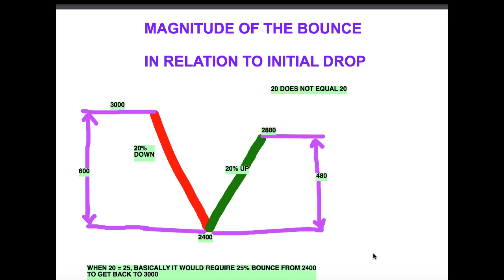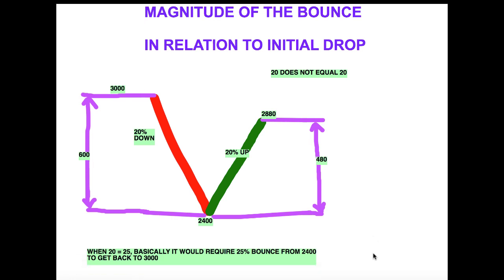Now, a very important aspect I want to discuss at this point is the magnitude of the bounce in relation to the initial drop, because this is an area where I've noticed a lot of traders misunderstand or struggle, and it has a lot to do with the way you calculate the percentages. For simplicity of this illustration, this is not a real life example. It's close to a real life example, but the numbers are rounded off to make it easier.